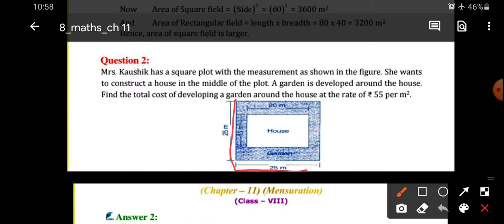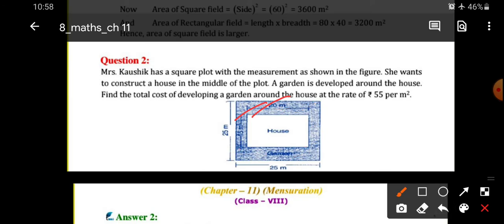Mrs. Kaushik has a square plot and she wants to construct a house, not a garden, in the middle of the plot. So this is the plot. Inside the plot she wants to construct this house. And the garden is developed around the house. So this is the garden, the shaded portion.